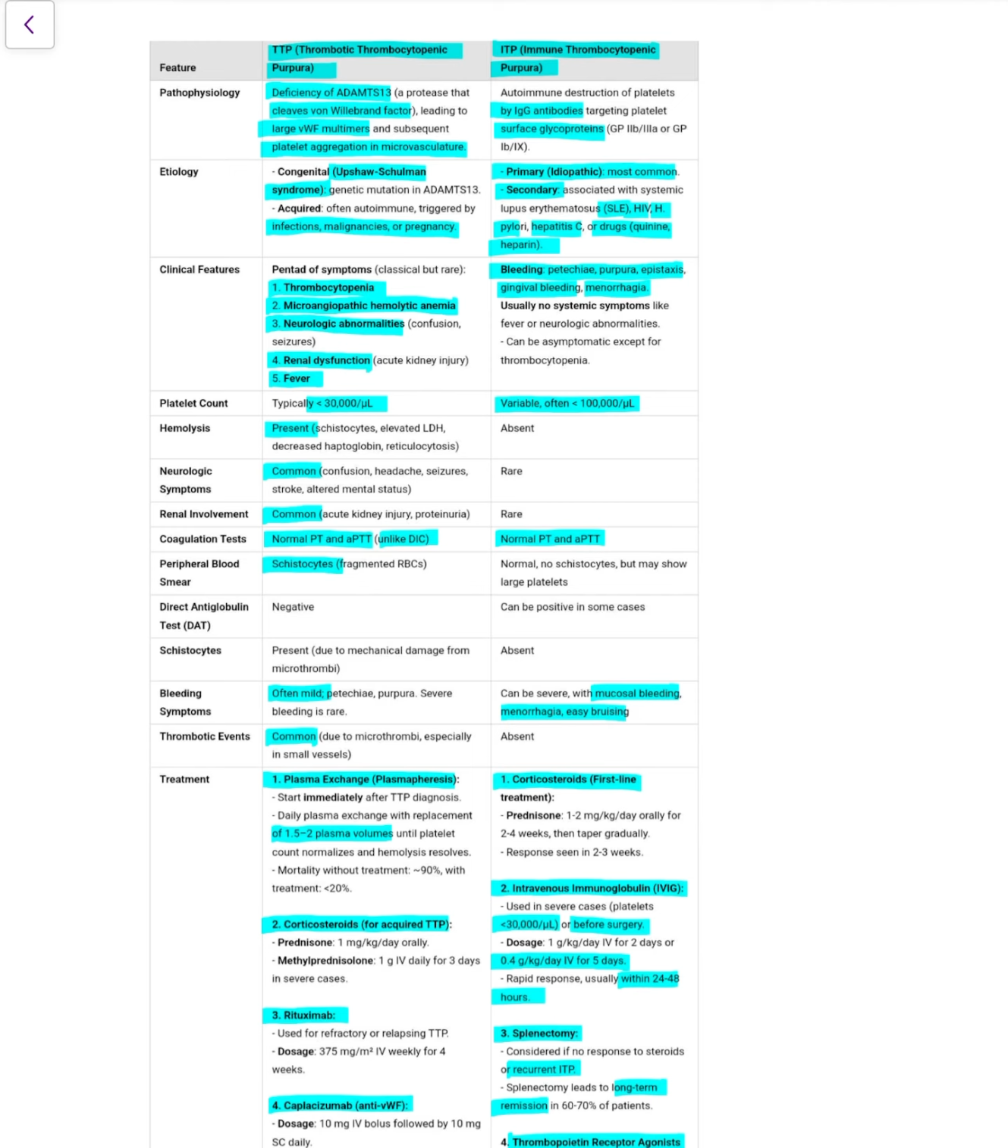But in ITP, we are talking about isolated thrombocytopenia. There is one more entity, Evans syndrome, which can be like ITP. In that, there is hemolytic anemia, thrombocytopenia, and sometimes neutropenia also.